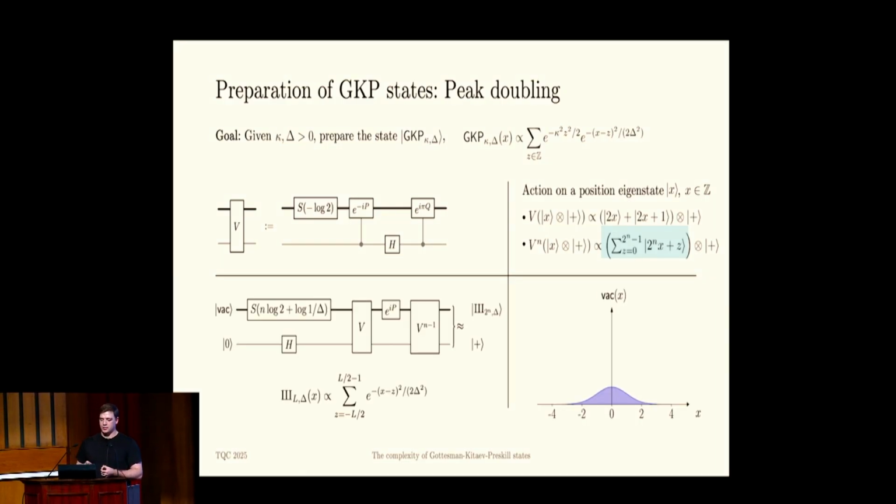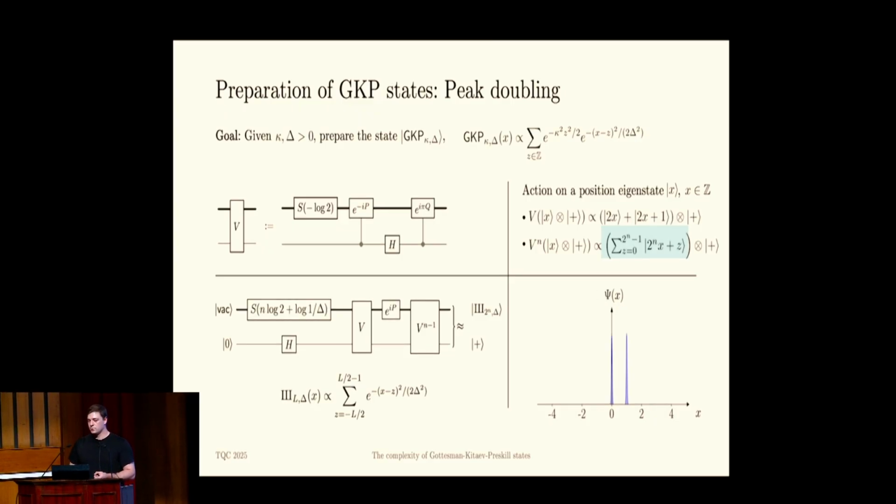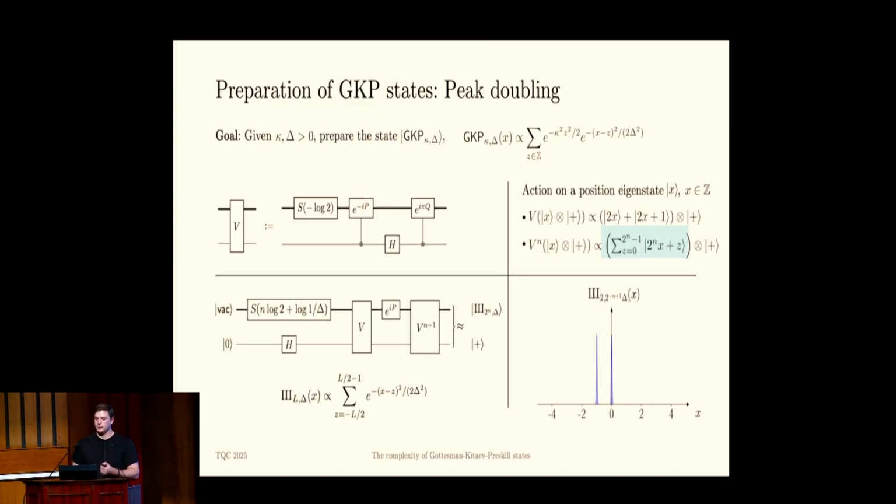Of course, in a physical, meaningful way, we have to replace the position eigenstates by squeezed vacuum states. So what we do is we squeeze this vacuum state, we apply this peak doubling once, we shift it in position, and then we keep going to generate this comb state that you can see here, having 2 to the n peaks.